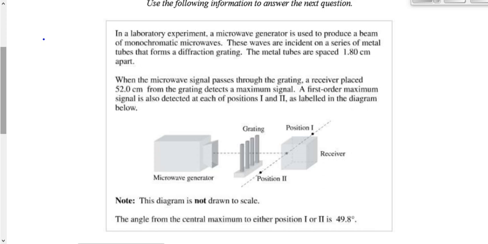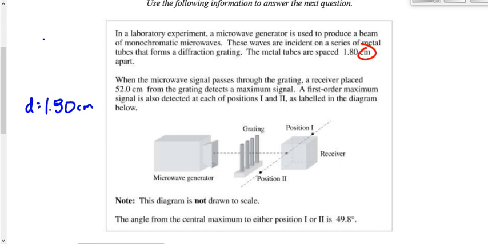These monochromatic waves are incident on a series of metal tubes that forms a diffraction grating. The metal tubes are spaced 1.80 centimeters apart. What are we given there? If the tubes form the diffraction grating and the tubes are 1.80 centimeters apart, this is little d. So little d is 1.80 centimeters. Now we're going to circle that centimeters just because that's not the standard units here.